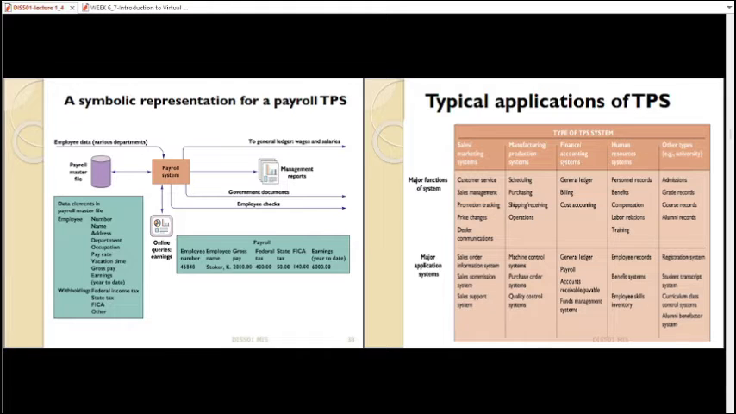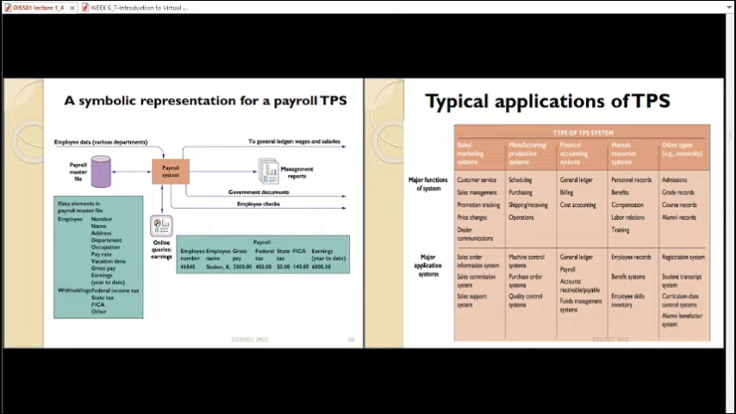Now we have a symbolic representation of a payroll transaction processing system. You can see how this system is simplified. We have a payroll master file. This could be some kind of database or a server of some sort where the information is being stored. Then we have online queries, that is, you can interact with this system and it is able to give different reports to the manager and so on. We can see we have management reports, then government documents, employee checks and all that.